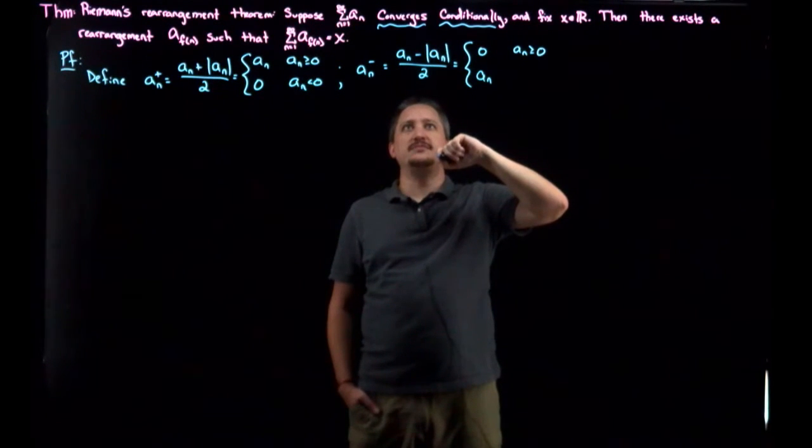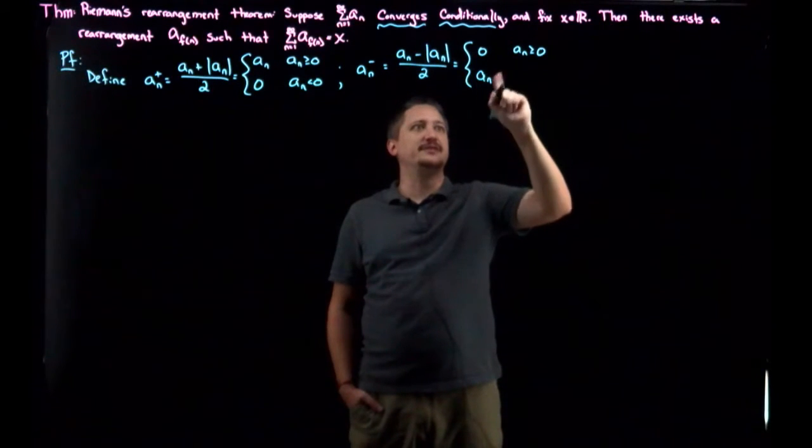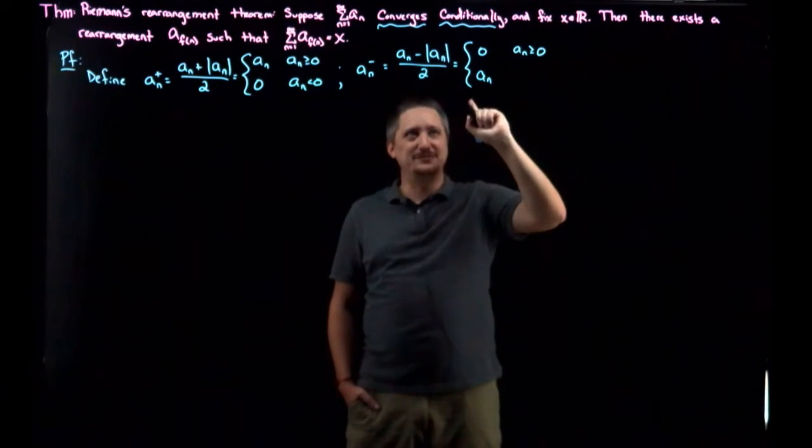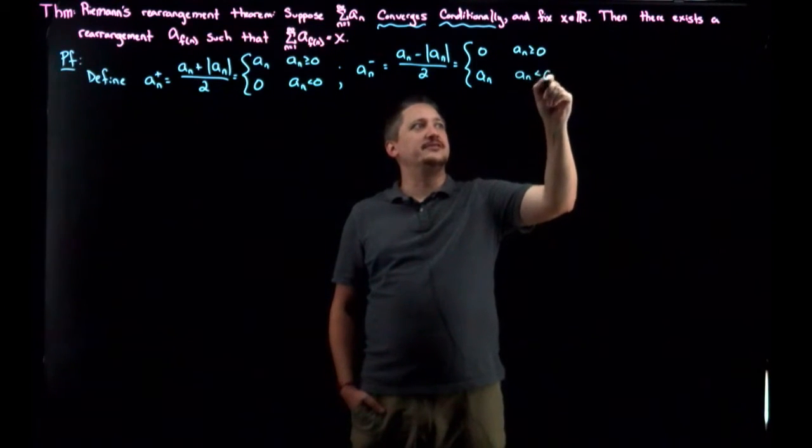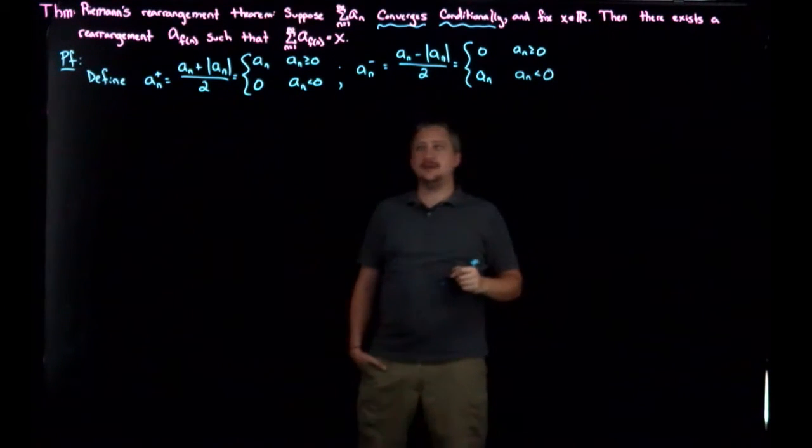Did I misspeak? No, I said that right. Yeah, it is the negative version. So this is a negative number because this is when an is less than 0. Okay.